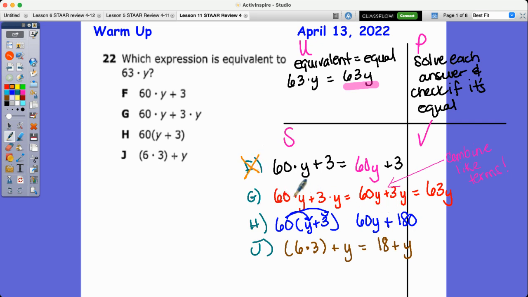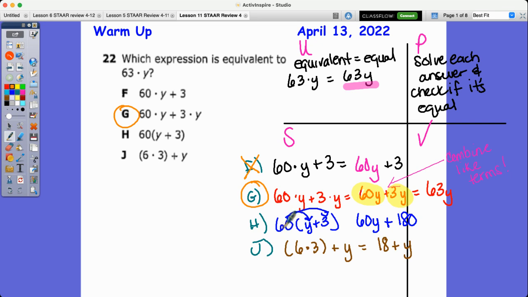G, I have 60 times y plus 3 times y, which gives me 60y plus 3y. The important thing here to recognize is that these are considered like terms. And like terms you can combine or add. Remember yesterday I wrote you can add or subtract like terms. So we're going to add these together and I get 63y. And that does equal our problem. So it looks like G is our answer, but let's check H and J just to be sure.